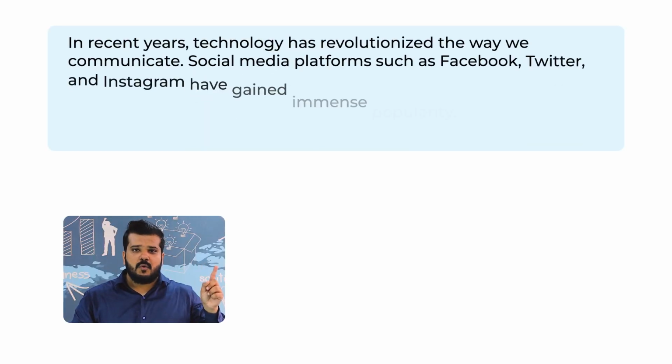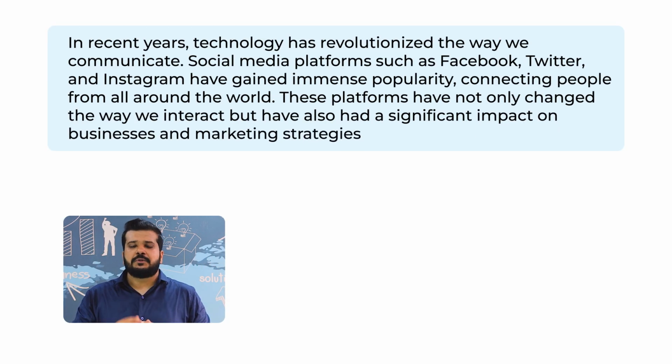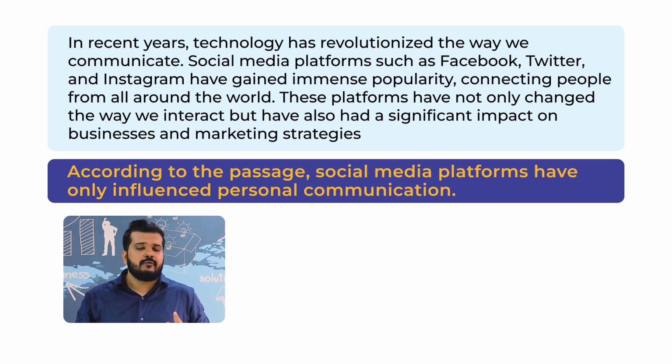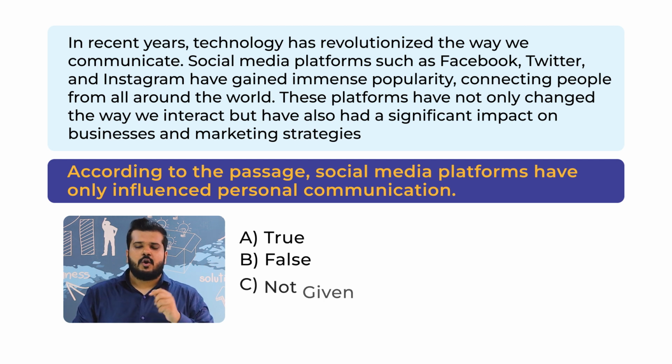Here's an example of a true, false, not given question with options and their corresponding answers. In recent years, technology has revolutionized the way we communicate. Social media platforms such as Facebook, Twitter, and Instagram have gained immense popularity, connecting people from all around the world. These platforms have not only changed the way we interact, but have also had a significant impact on businesses and marketing strategies. Let's look at the question. According to the passage, social media platforms have only influenced personal communication. The options are true, false, not given.